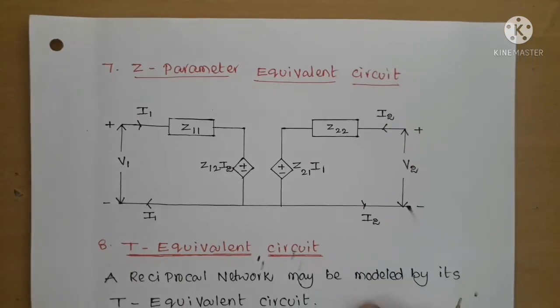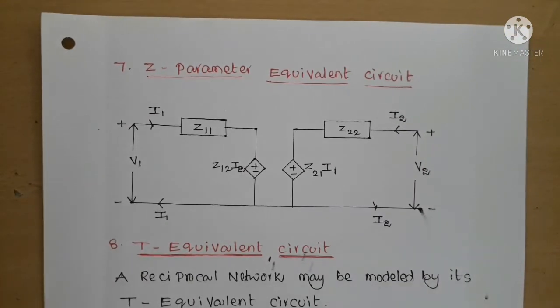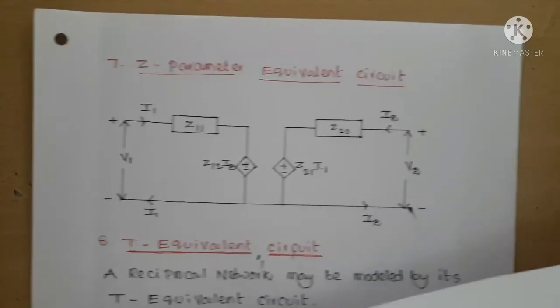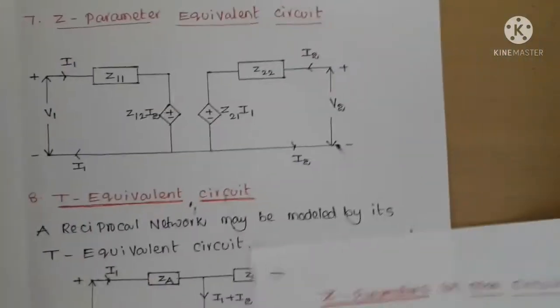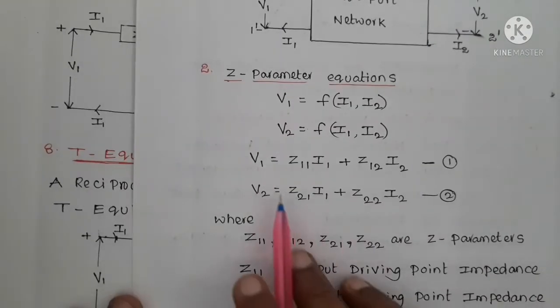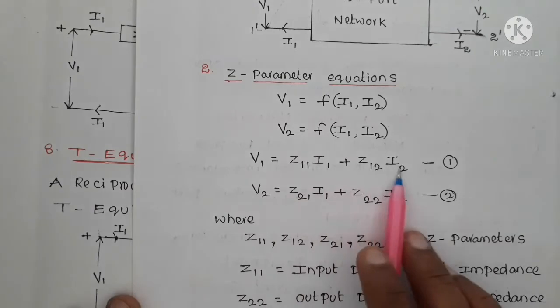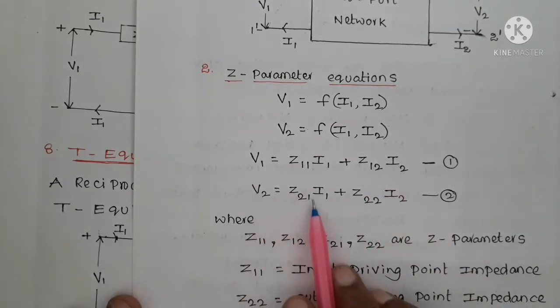So next point is Z parameter equivalent circuit. Now we have Z parameters. So based on the Z parameters, we have to draw Z parameter equivalent circuit. So to draw Z parameter equivalent circuit, we are drawing a diagram. So to satisfy this equation, V1 equal to Z11 I1 plus Z12 I2 and V2 equal to Z21 I1 plus Z22 I2.